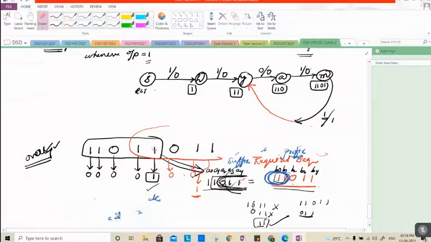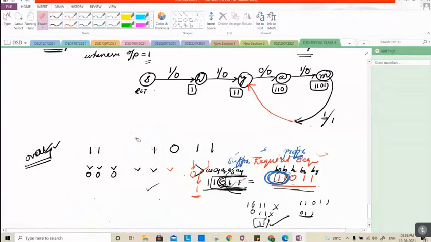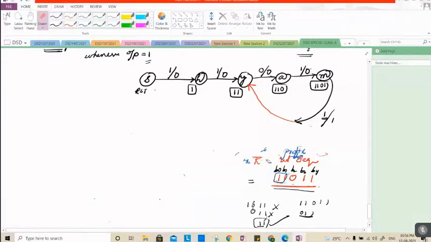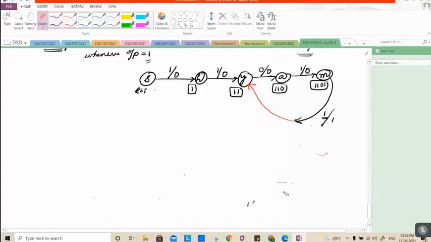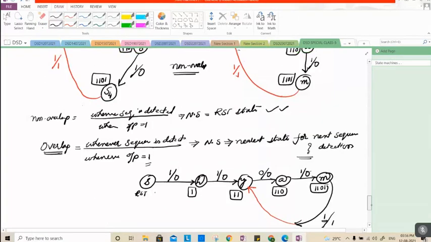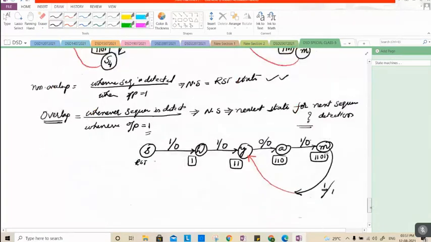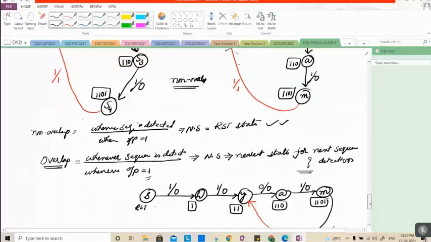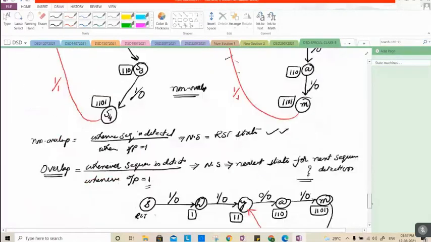Right. If you understand this, the overlap and the non-overlap state machines differ only at this single point. They vary only at this point. Overlap and non-overlap differ only here.